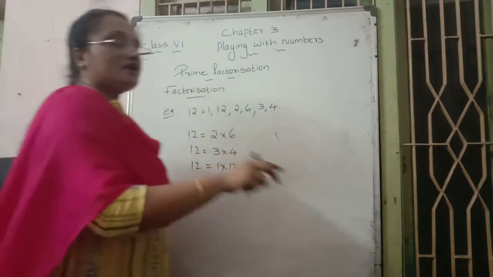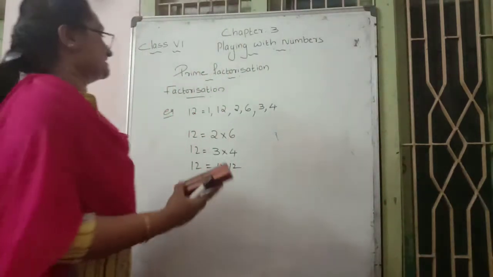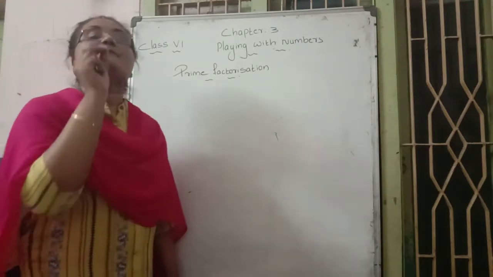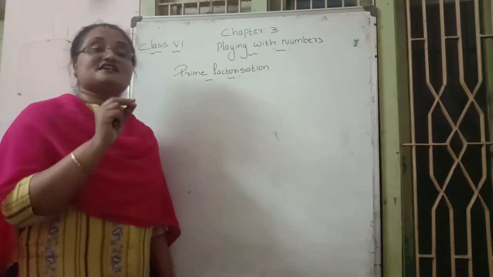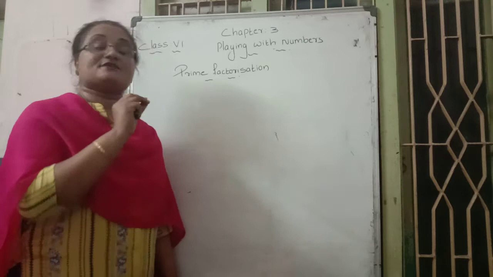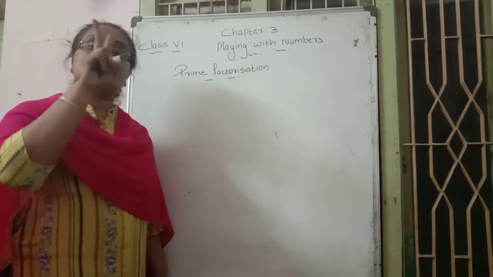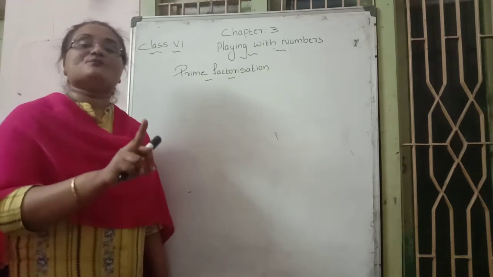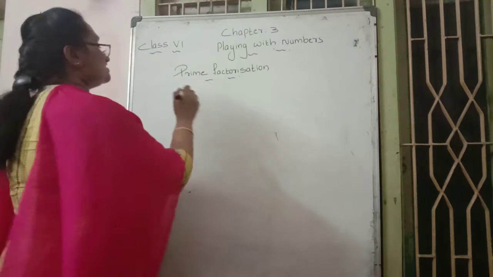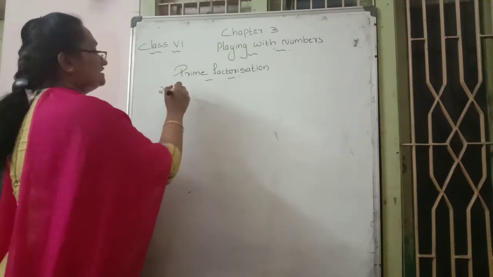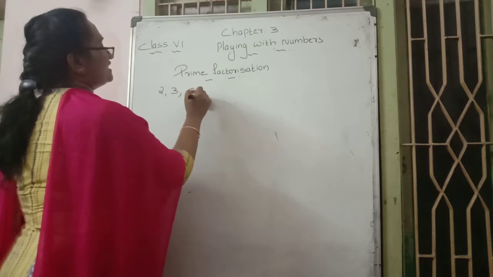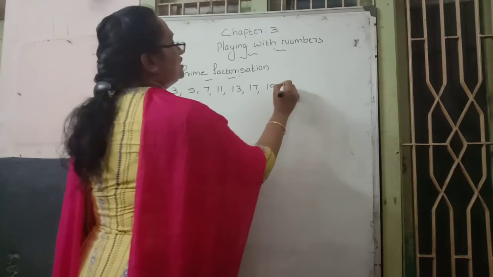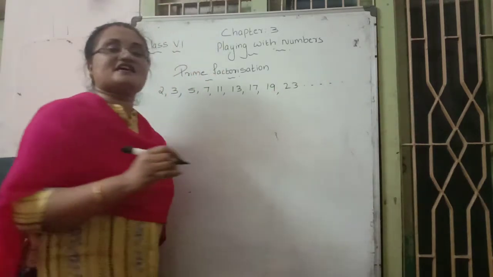Next we learn about prime factorization. Prime factorization means here we use only prime numbers. In earlier classes we learned about prime numbers: numbers having only 2 factors, 1 and the number itself. Such numbers are known as prime numbers, which are 2, then 3, 5, 7, 11, 13, 17, 19, 23, etc.